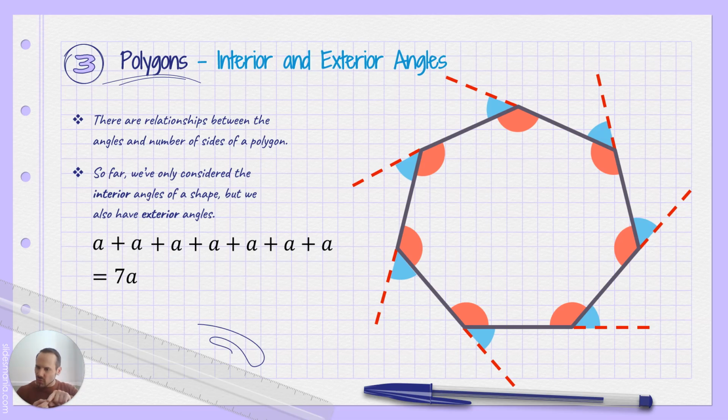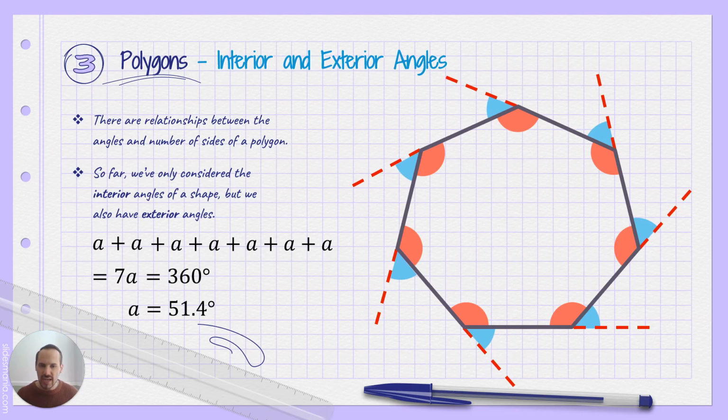Well, because we've gone all the way around the shape, we've basically just done a full 360 degrees, haven't we? And come back to where we started. So that's equal to 360. And by dividing both sides by 7 here, we've got a little algebraic expression, we can find that exterior angle to be 51.4. So that's how we can calculate the exterior angle.